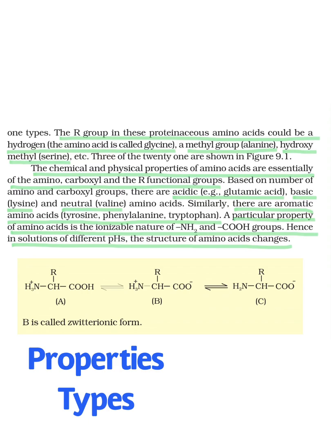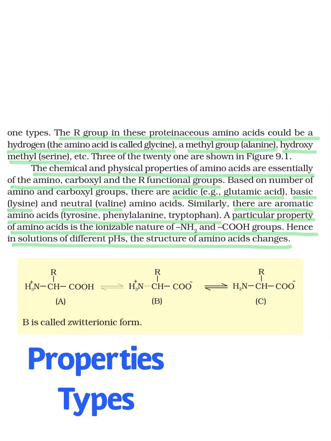And the R group in these proteinaceous amino acids could be a hydrogen, which is found in glycine. We will see the structure later on. So glycine contains only H in place of the R group. Then in alanine, a methyl group is present, that is CH3. Then in serine, hydroxymethyl is present. So in this way we will see all these structures later on. So glycine, alanine and serine are amino acids containing different R groups.